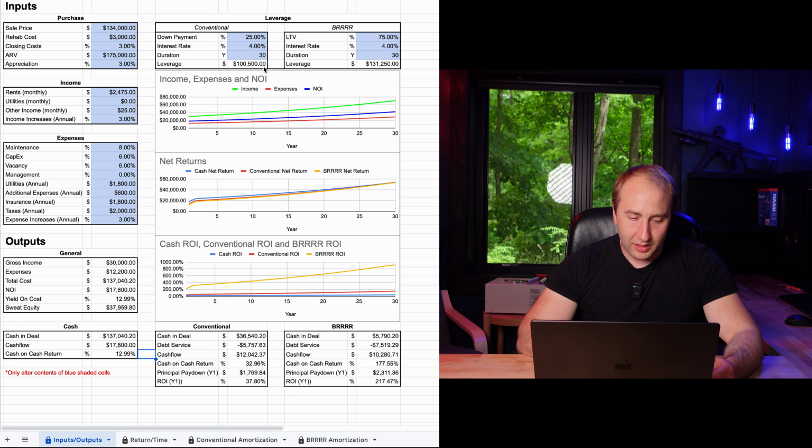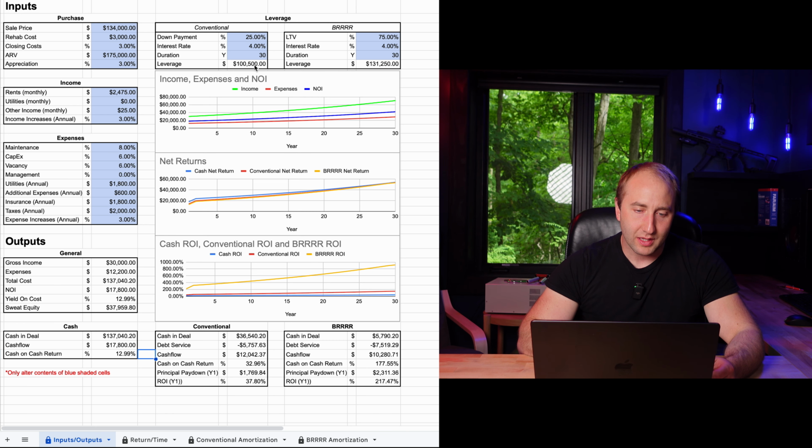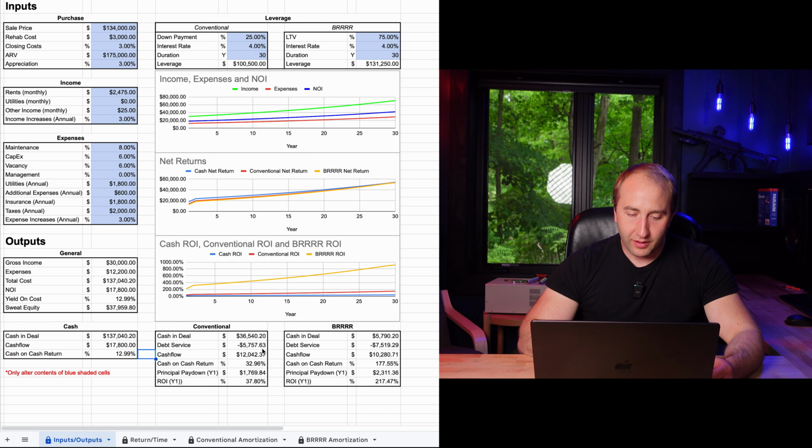So that means the cash I have in this deal is $36,540. Leverage, that's the loan amount, is about $10,500. So that leaves me after debt service. The debt service gobbles up almost $6,000 of my net operating income each year, which leaves me with about $12,000 left.